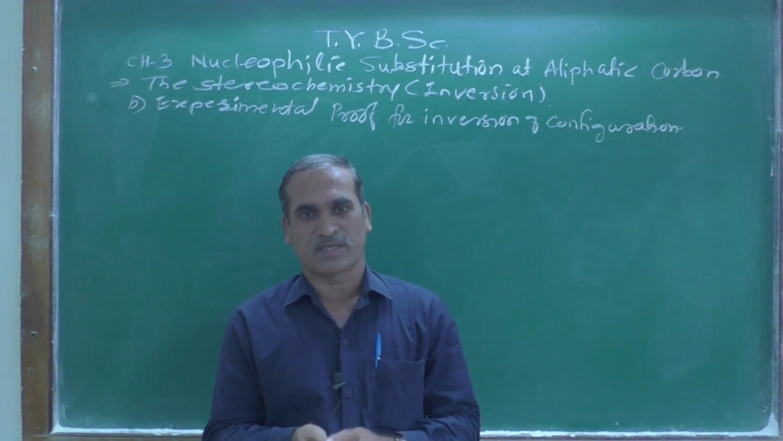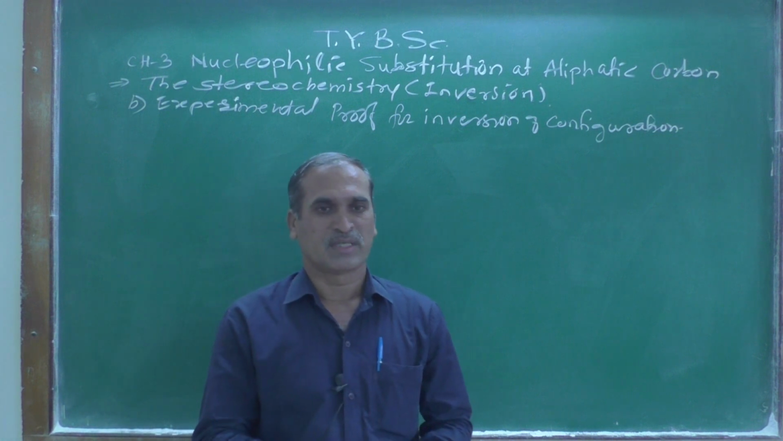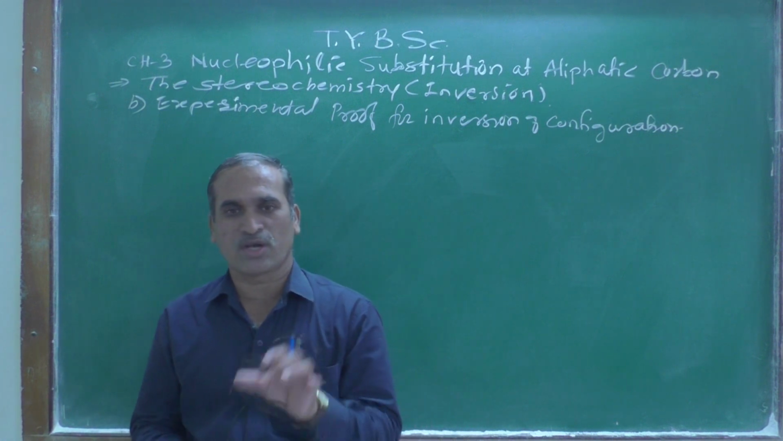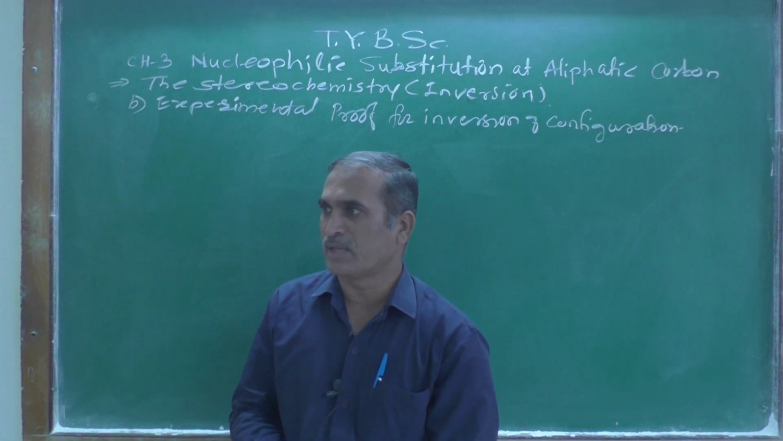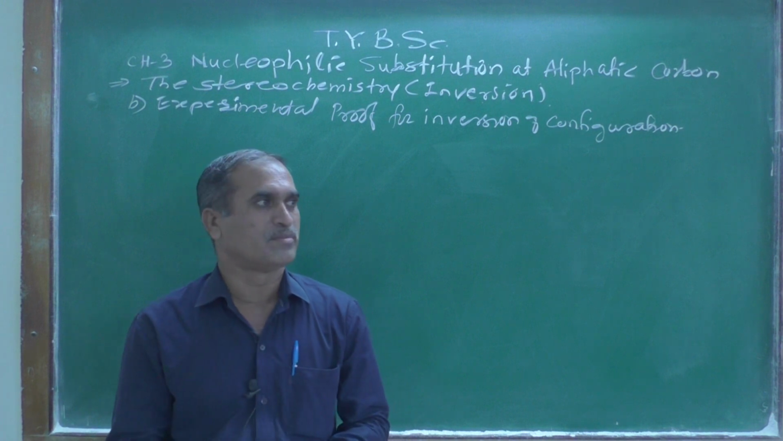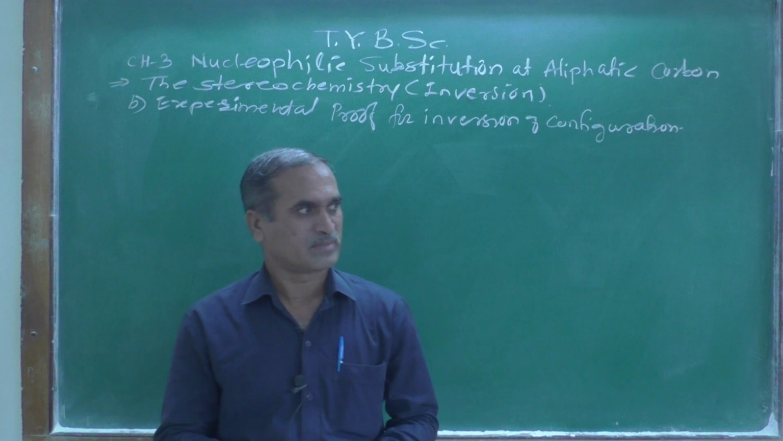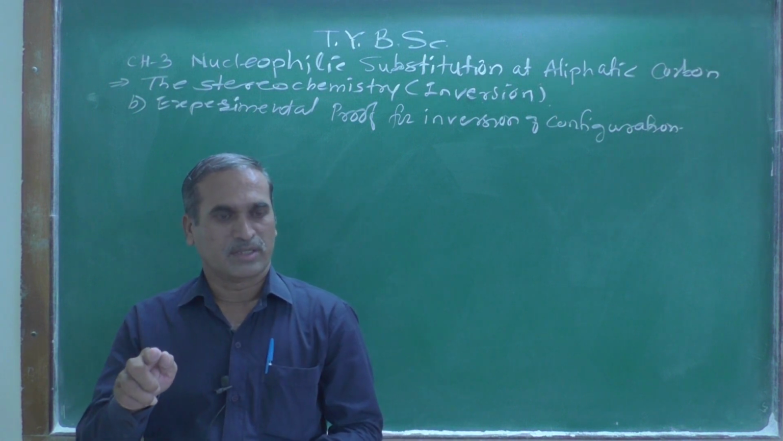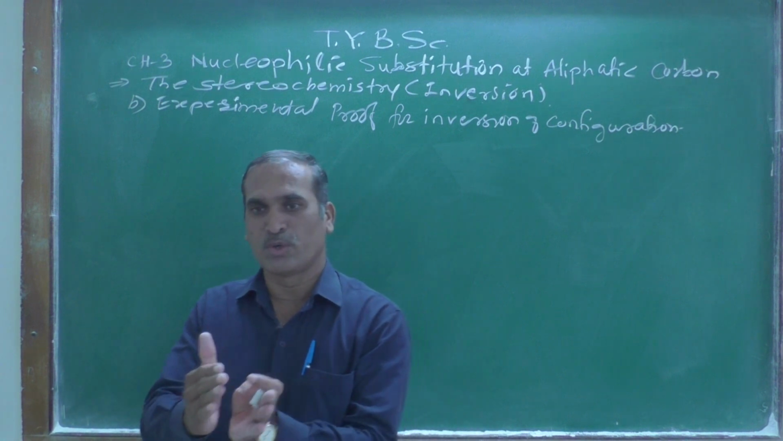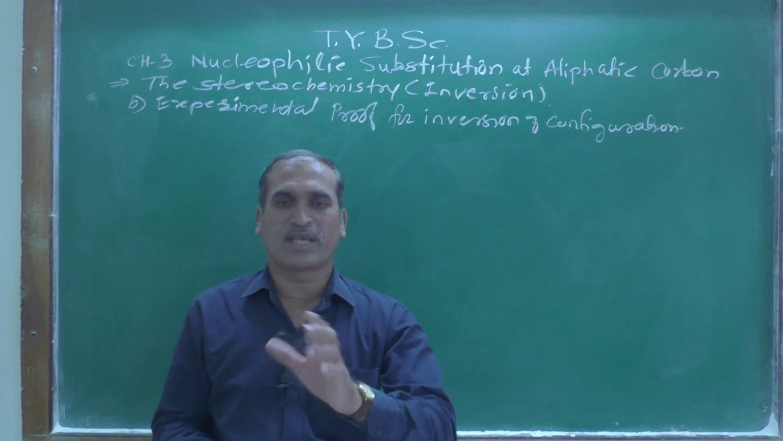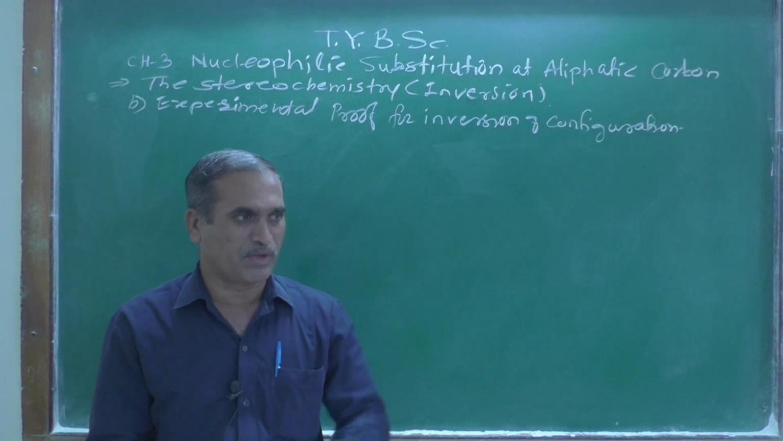The nucleophile approaches the carbon atom from the backside, and there is a departure of the leaving group, and the resulting compound is just like an umbrella turning inside out during high wind. That type of thing is called an inversion of configuration.